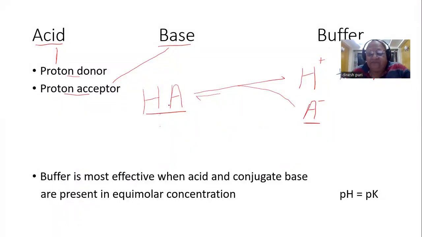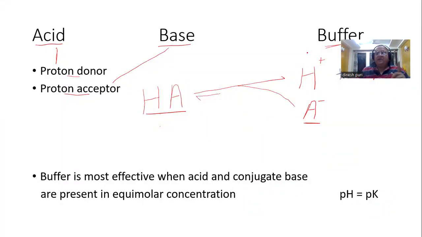What is a buffer? Every word is important. A buffer resists change in the pH when a small amount of acid or base is added. Please note these two terms. Number one, resist. It does not prevent. Second, small amount. In our blood, small amounts of acids and bases are generated during metabolic processes, and they tend to change the pH. So buffers resist change in the pH.